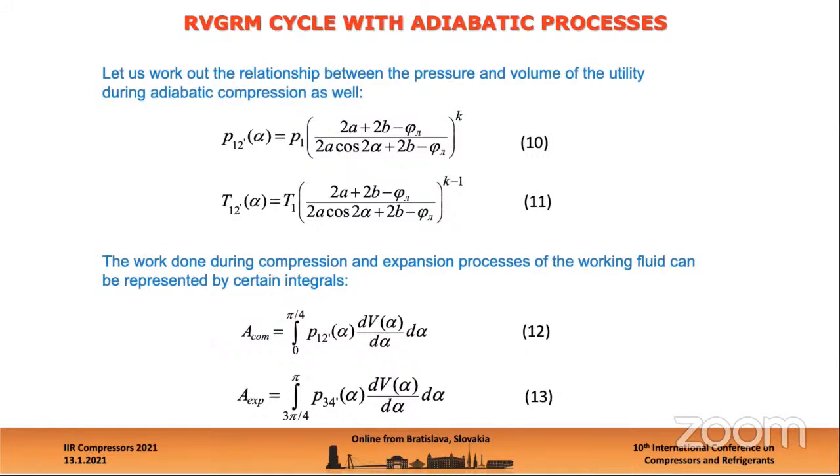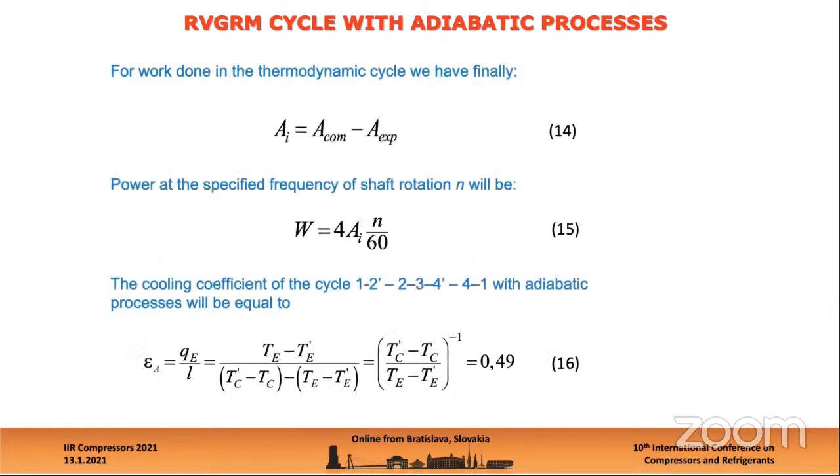The work done during compression and expansion processes of the working fluid can be represented by certain integrals, equations 12, 13. For work done in the thermodynamic cycle we have finally equation 14. Power at the specified frequency of shaft rotation N will be equation 15. The cooling coefficient of the cycle with the adiabatic processes will be equal to equation 16.